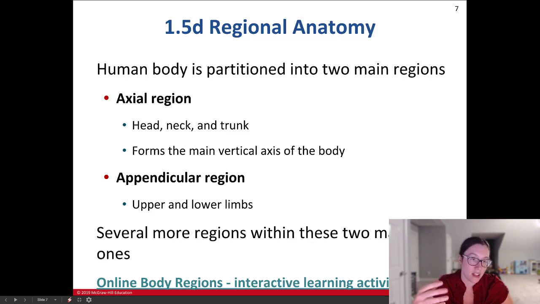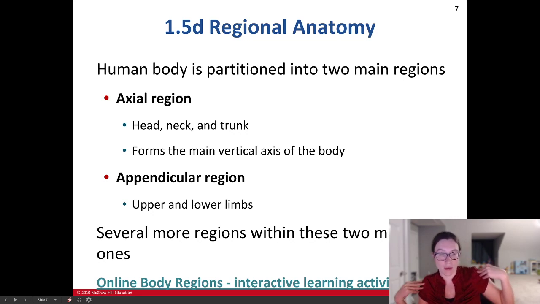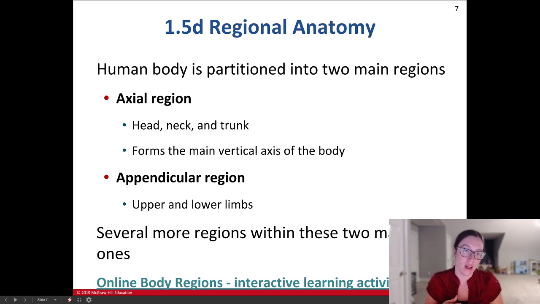We'll talk about our axial and appendicular regions. So the axial region is the head, the neck, and the trunk. This is like the main vertical axis of the body. When we start learning about the bones and the muscles, we're going to divide, especially the bones, into the axial bones in one lab, and we'll learn about the appendicular bones in another lab. We also have 2 labs for the muscles, the axial and appendicular muscles.